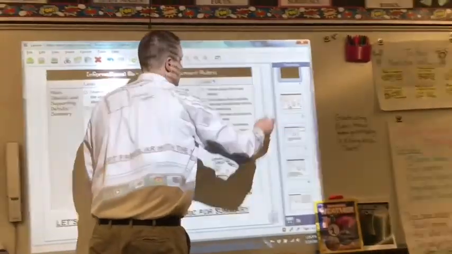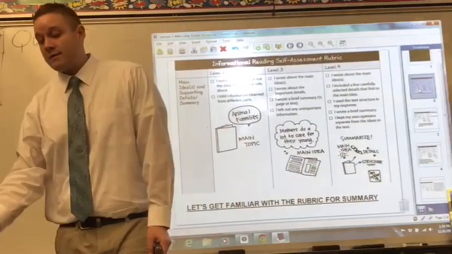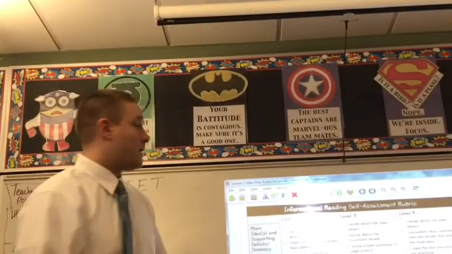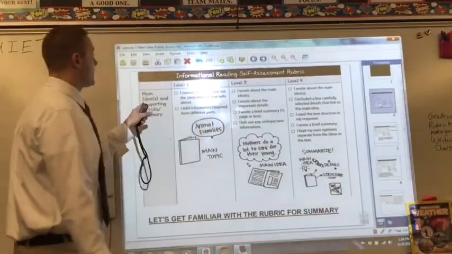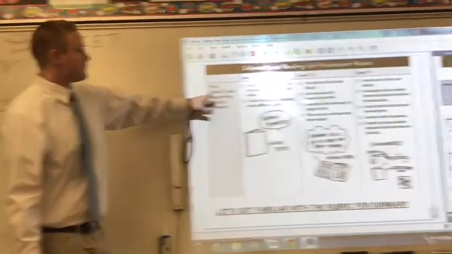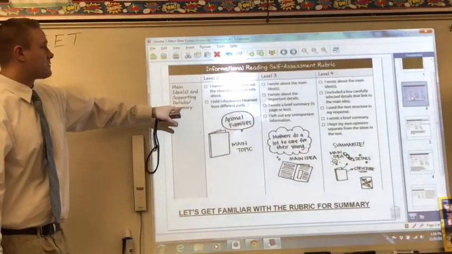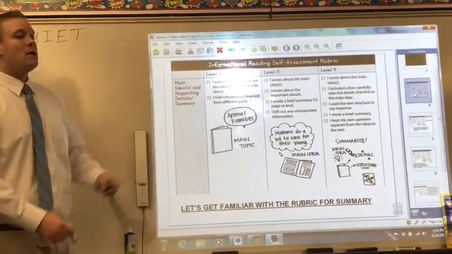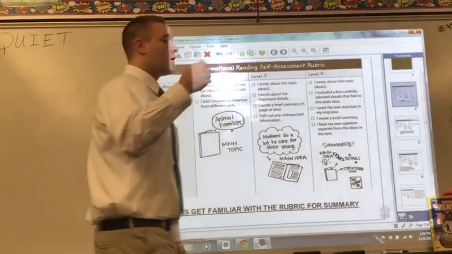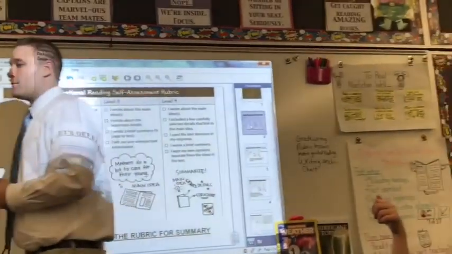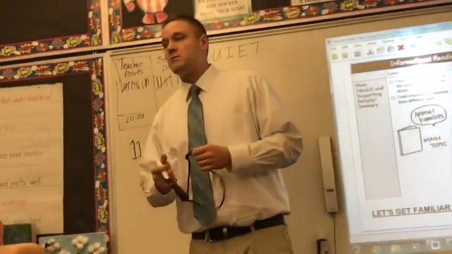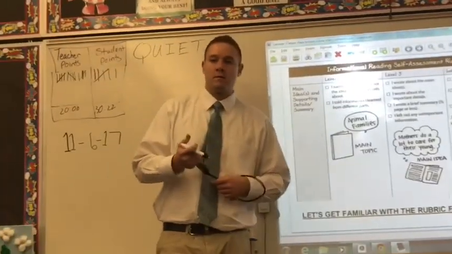So the first thing I want you guys to do is you guys have a rubric in front of you and I also have a rubric. So I would like you to find the section where it says main ideas and supporting details / summary. When you have that in front of you, I want you to give me a thumbs up and let me know you found it. Should be up in the air so I can see.